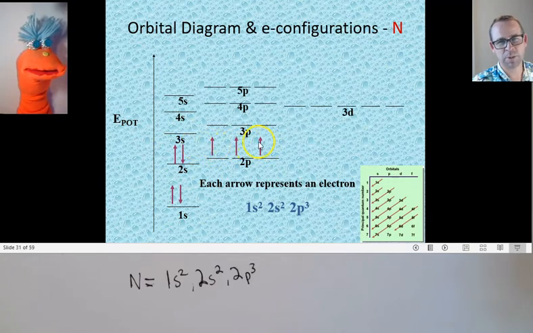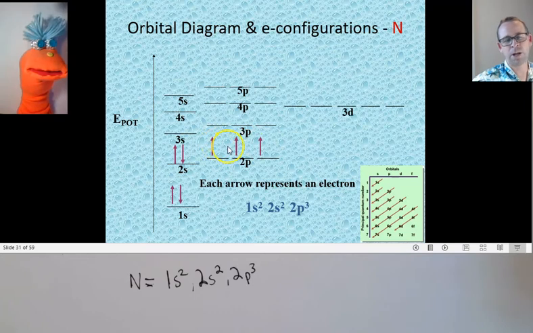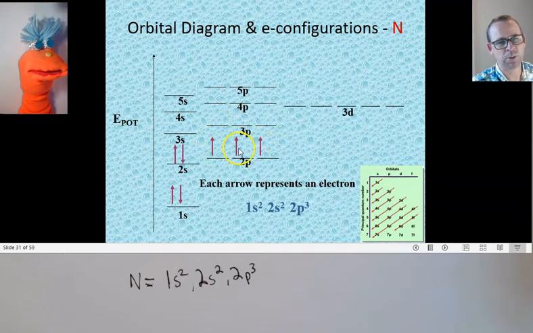Again, they're all going to have the same spin, and none of them are going to pair up. That's Hund's rule. Remember that? Not really. Well, when you fill a subshell, you don't pair them up. You only give every orbital in a subshell 1 electron first.